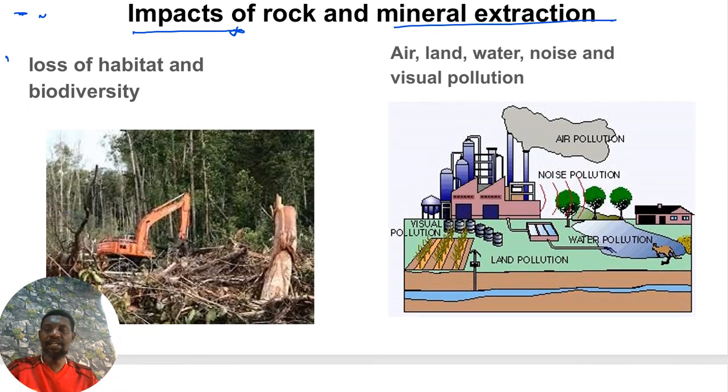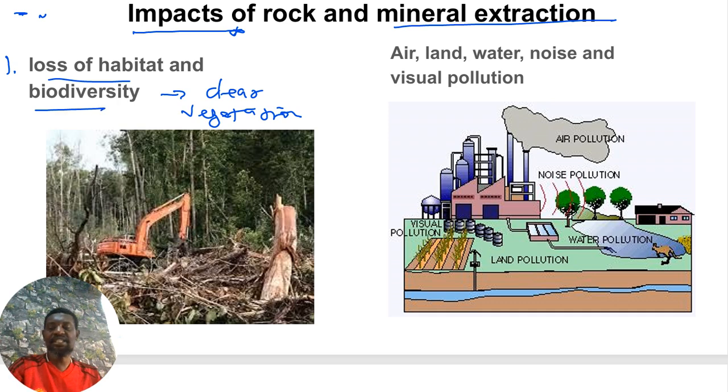First, here we can look at how it leads to loss of habitat and vegetation. Remember, we said in the first step of surface mining is to clear the vegetation. So when you clear vegetation, it will lead to loss of habitat and also biodiversity, the different organisms that are found within that environment.